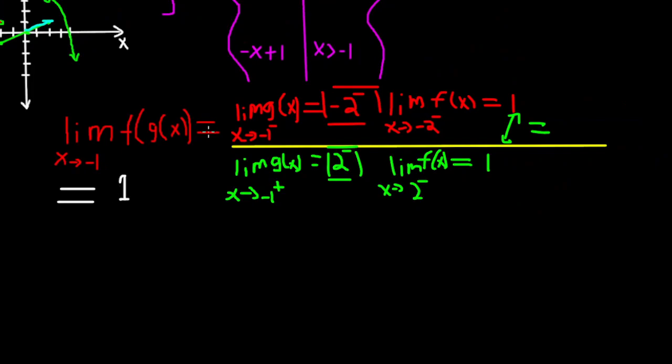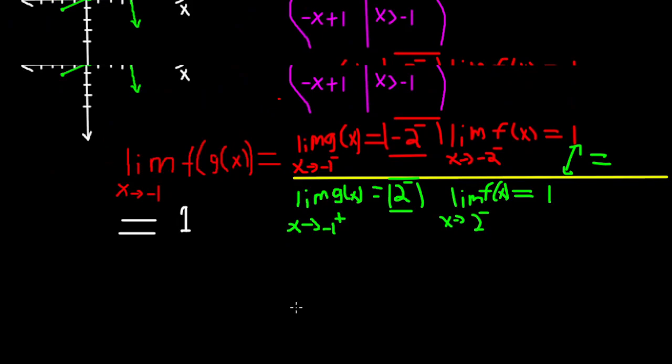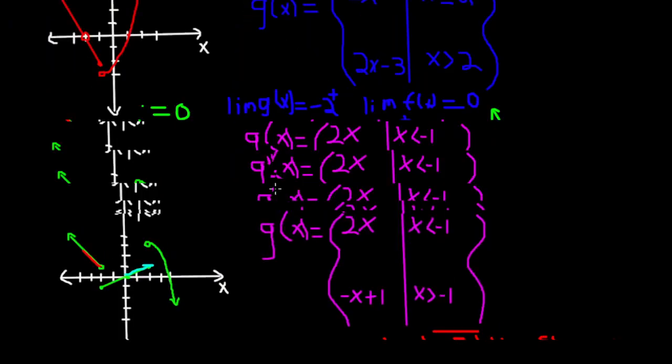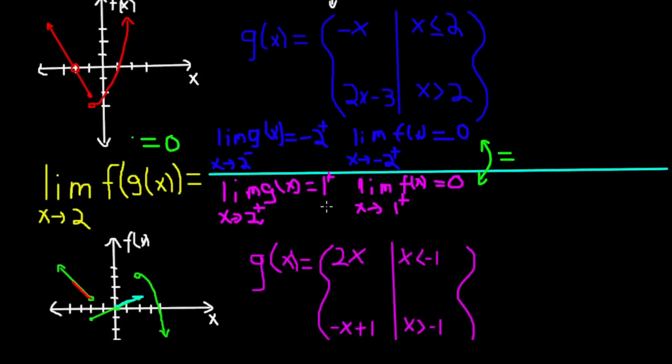Well, I don't know why I wrote it like that. All right, there you go. That's how you do a limit of a composition. You just do sort of like a composition of the limits, and just focus on the one-sided limits.